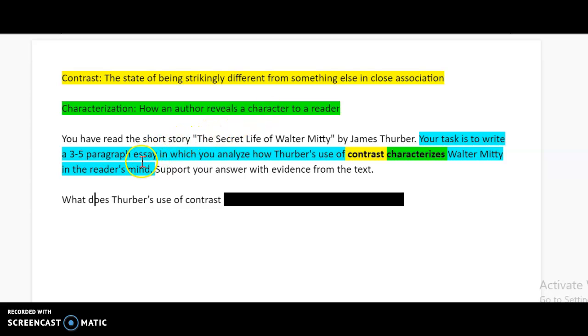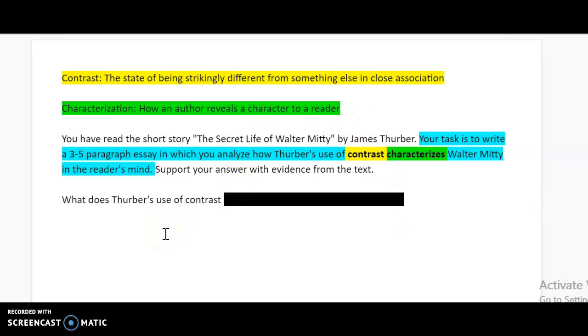So what this question is really asking you is, analyze how the author, Thurber, uses contrast to reveal something about his character Walter Mitty. So your answer should look something like this, because we're turning this into a question. What does Thurber's use of contrast tell us about Walter Mitty as a character? That is all we're really trying to figure out.